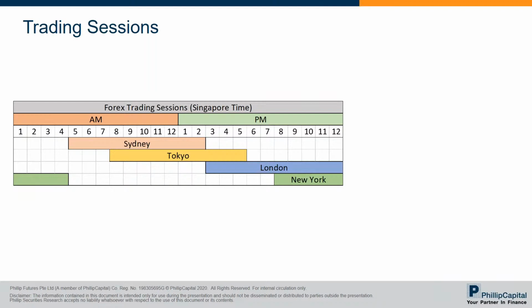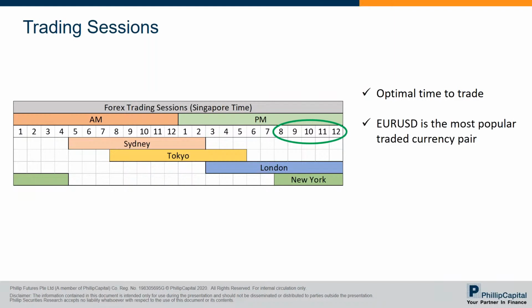Now looking at this timetable, you may be thinking, when should I trade? There are so many sessions, what do they actually mean? Normally the best trading time for Forex would be 8 p.m. to 12 a.m. This would be the optimal time to trade due to a few reasons.